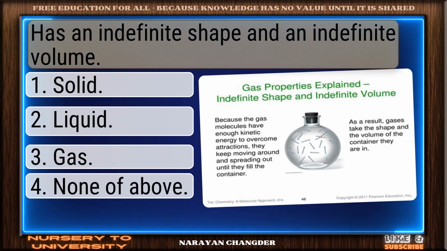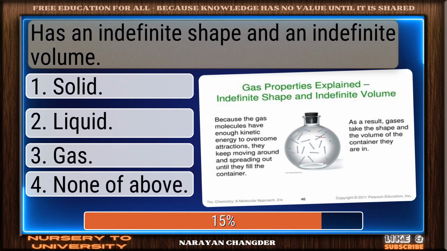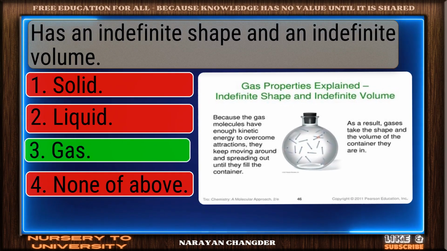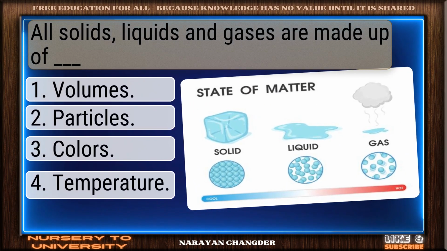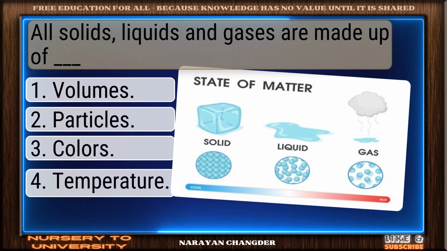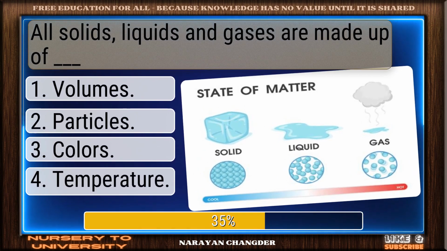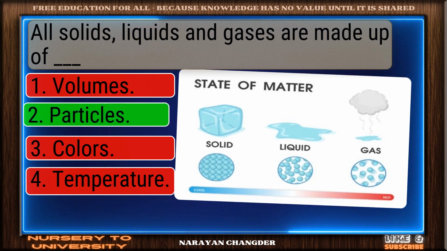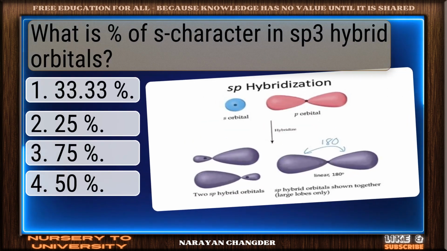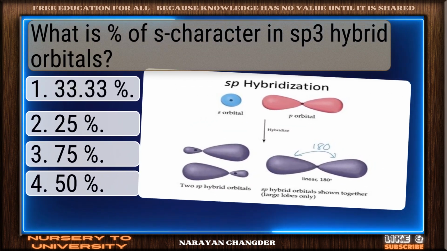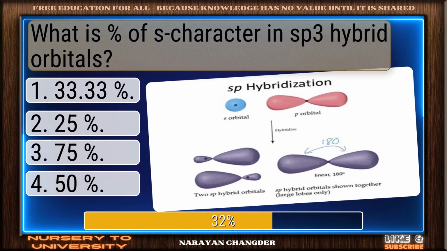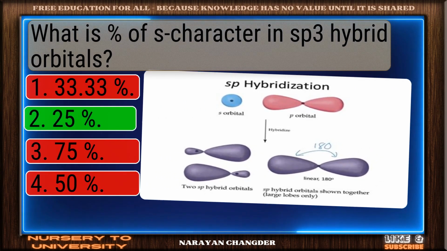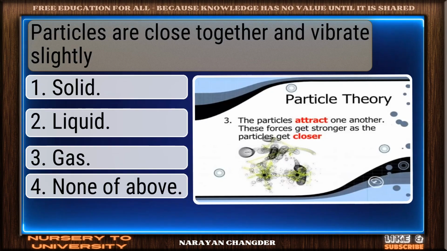Has an indefinite shape and an indefinite volume. You got it. Your choice, gas, is right. All solids, liquids, and gases are made up of dash. Excellent choice. Particles is the right answer. What is the percent s character in sp3 hybrid orbitals? Smart move. 25% is an accurate answer.